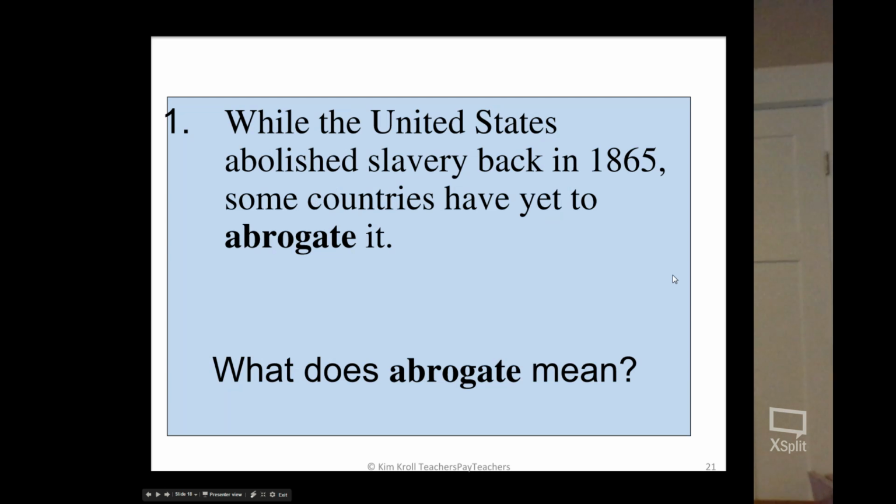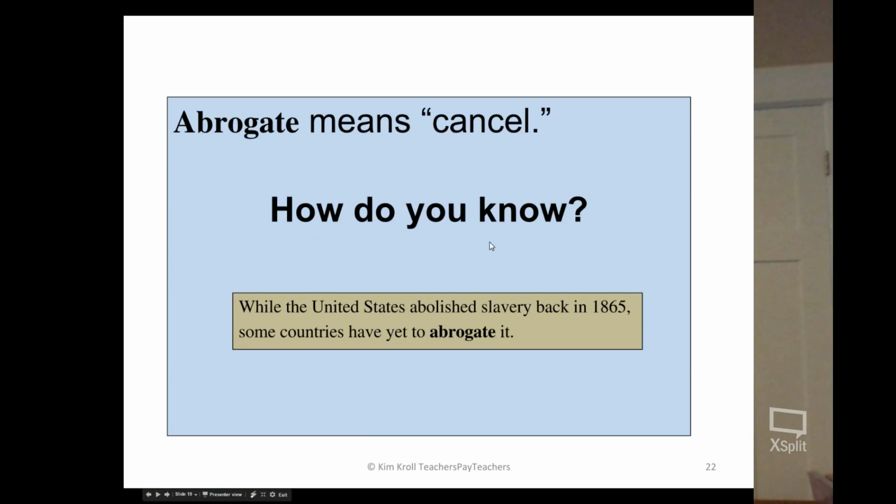So, while the United States abolished slavery back in 1865, some countries have yet to abrogate it. What do you think abrogate could mean? Okay. Let's look for different context clues. We have abolished right here. This to me would be a really strong context clue because if we have done this, what countries have yet to do this? So abrogate means to cancel.